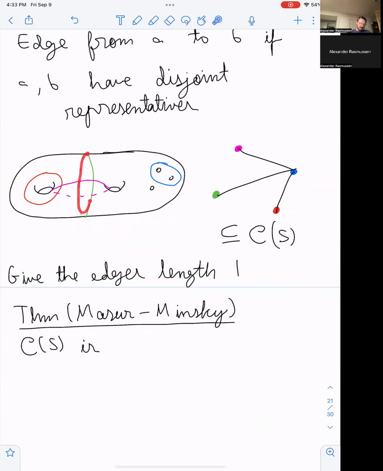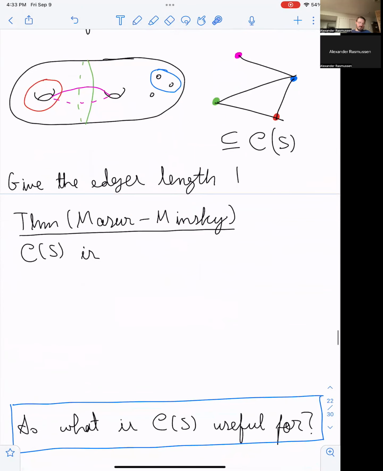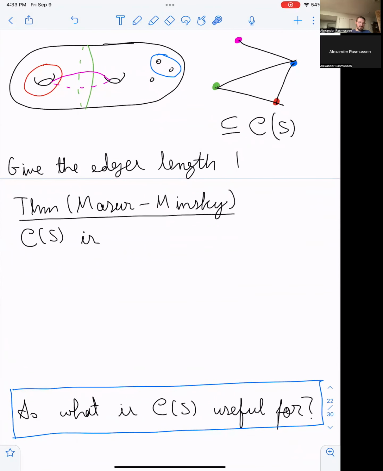Then if we look at green, for instance, well, it's disjoint from blue and red, but we can't make it disjoint from purple under isotopy. So we have another edge from green to red and no edge to purple. So from red, well, yeah, that's connected to blue and green, not to purple. So this is the subgraph spanned by these 4 vertices. But really, this is just a tiny piece of the curve graph. The curve graph is going to be infinite and infinite diameter.